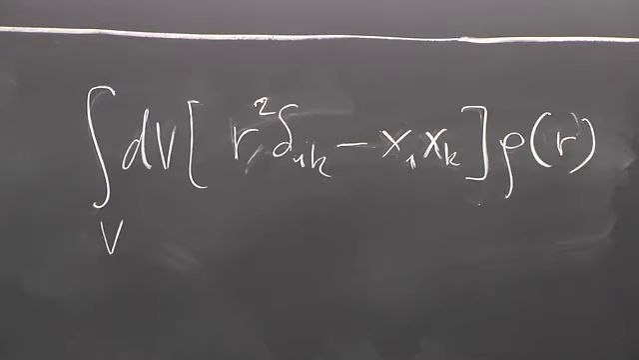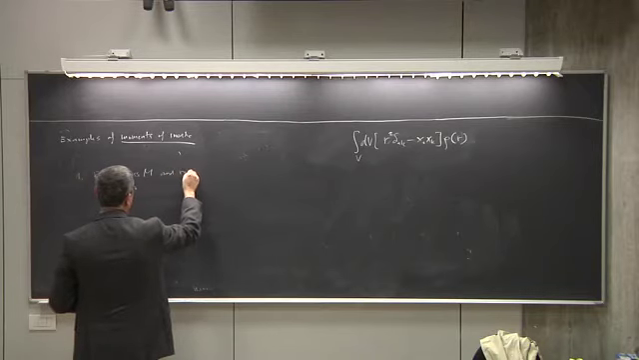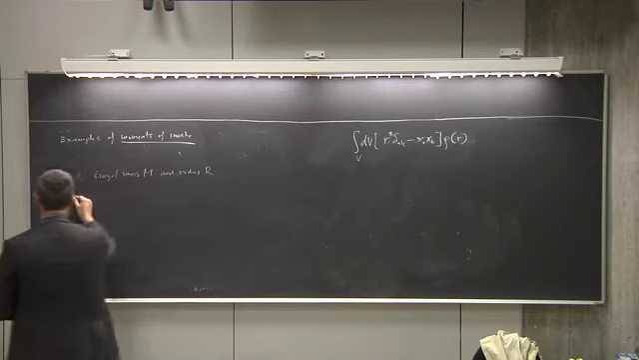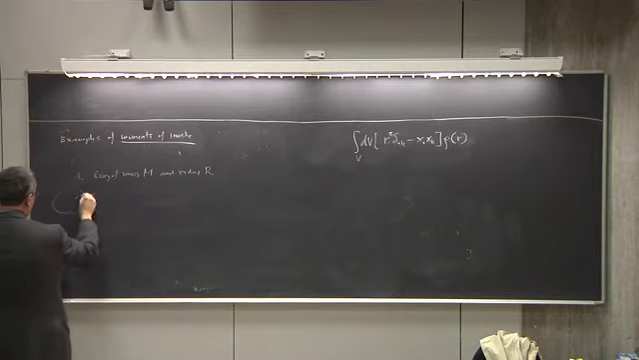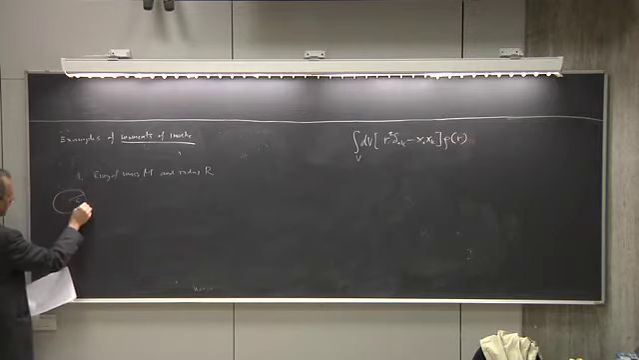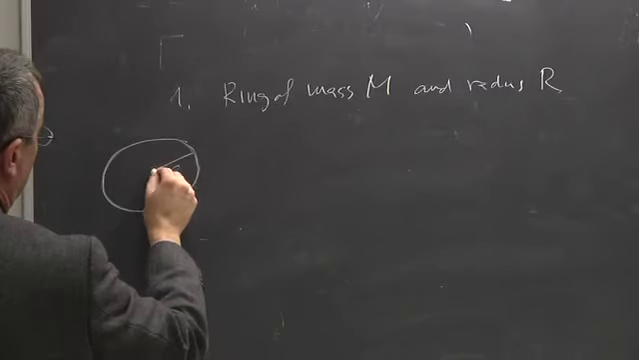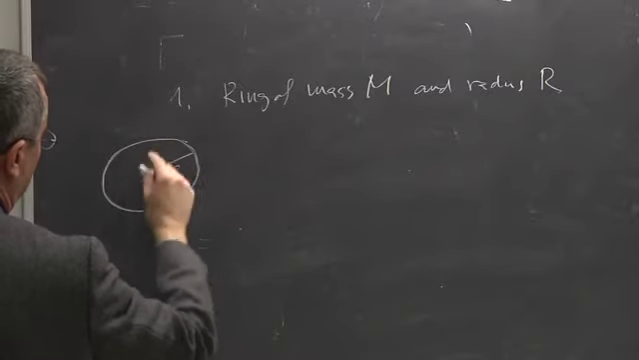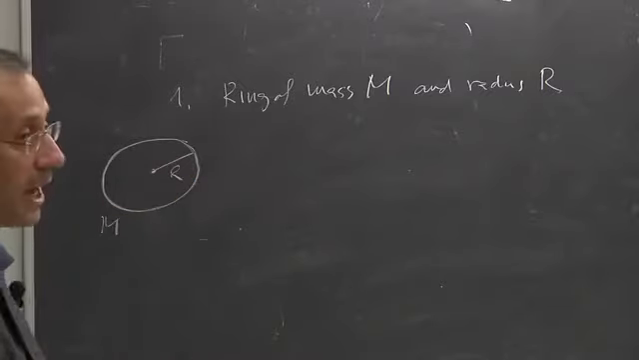So what is the simplest mass distribution? Well, we can discuss which one is the simplest, but let's take first a ring. This is the first example: a ring of mass big M and radius big R. It's like a bicycle wheel without spokes, and the total mass of this ring is M.